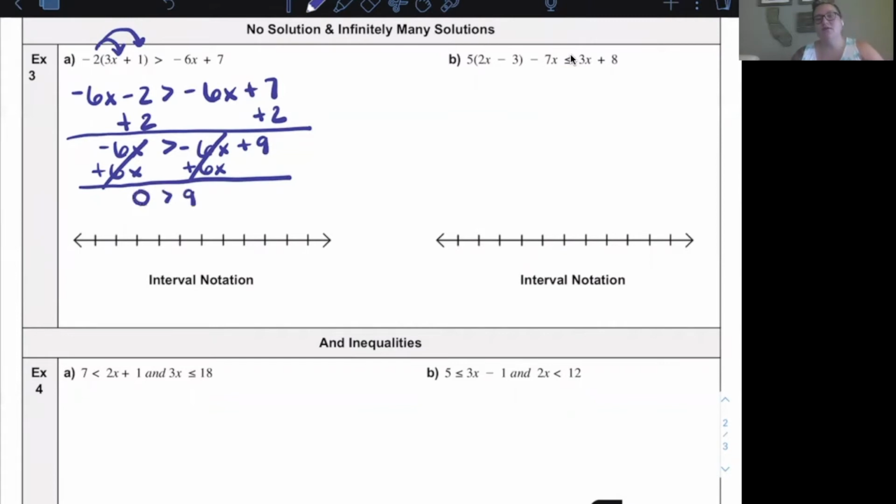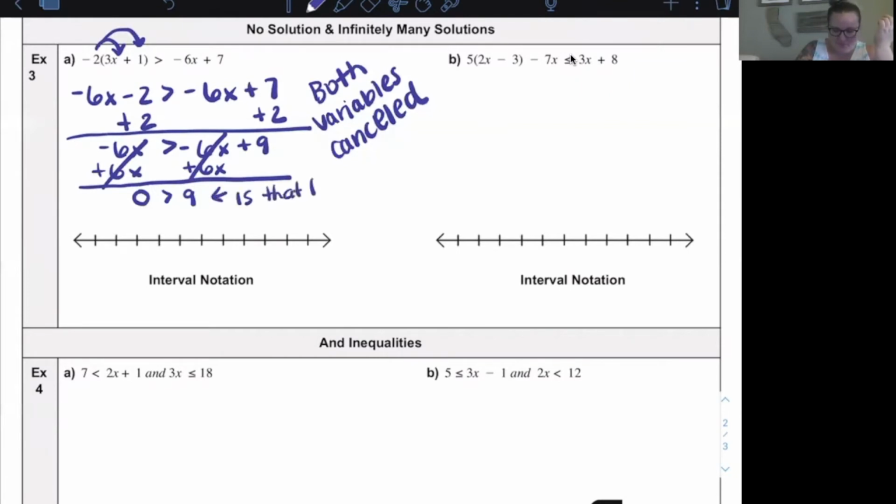Now, because all the variables canceled, we have no variable left in this inequality. We need to think about what this inequality now says. It says 0 is greater than 9. Is that a true statement? Is 0 greater than 9? No, it's not. It is a false statement. So we're left with a false statement.